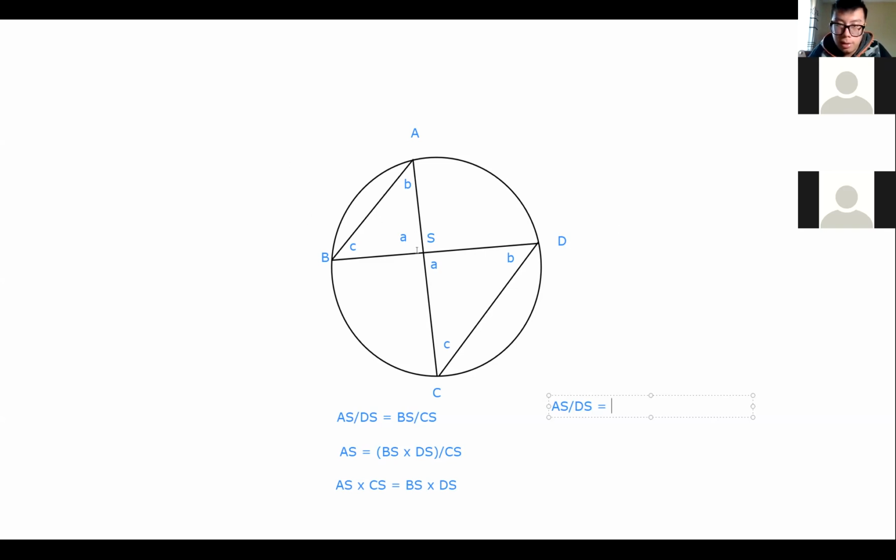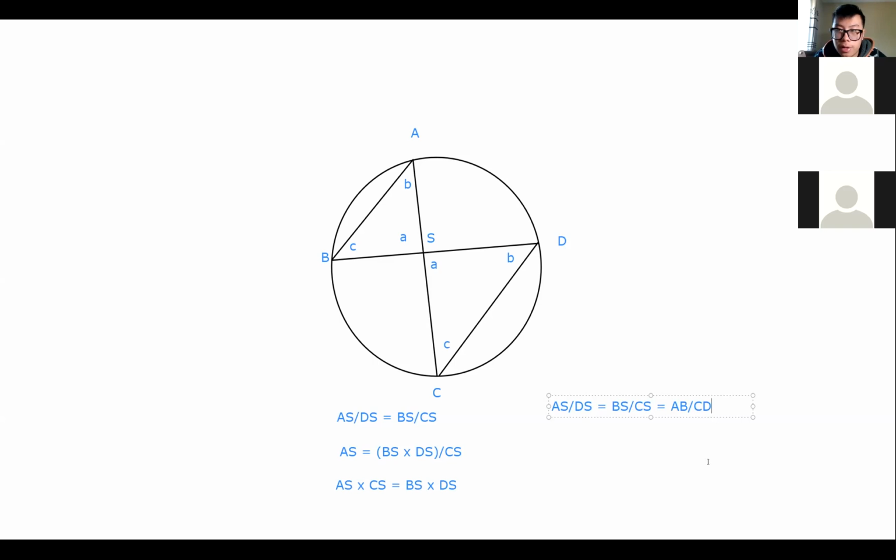So I have AS divided by DS. They both share angles A and B, so that means I can put them in the same ratio. Similarly, we have BS and CS. They both share angles A and C, so I can put a ratio for BS and CS. And finally, I can do AB and CD as well. They both share angles B and C. So AB divided by CD.